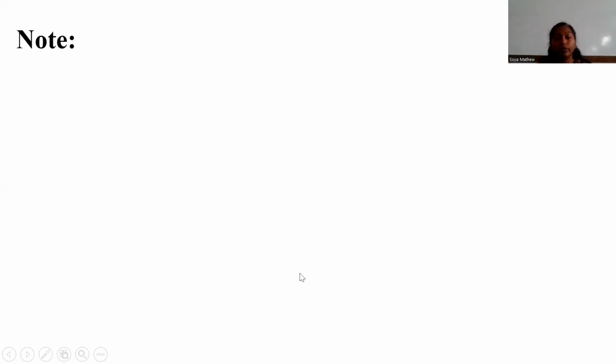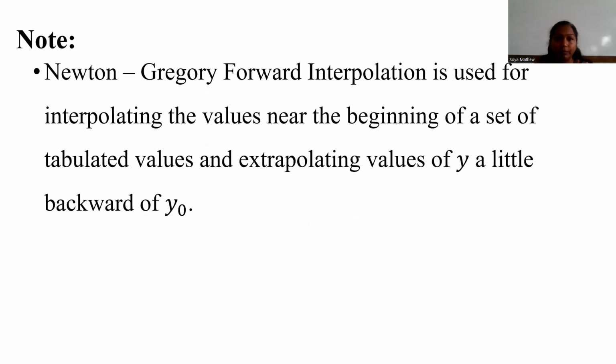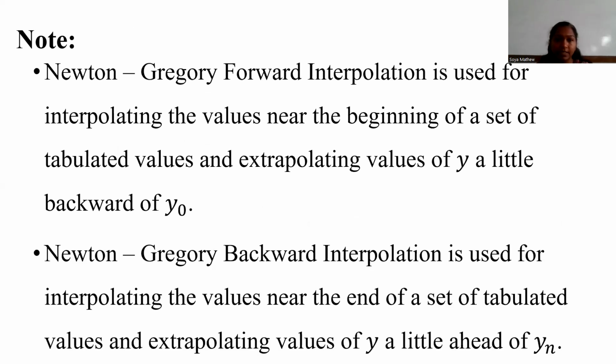Now, where do we apply these formulas in the majority of problems? Usually, we prefer the Newton-Gregory forward interpolation formula for interpolating values near the beginning of a set of tabulated values and extrapolating values of y a little backward of y naught. Whereas the Newton-Gregory backward interpolation formula is used for interpolating values near the end of a set of tabulated values and extrapolating the value of y a little ahead of y n.